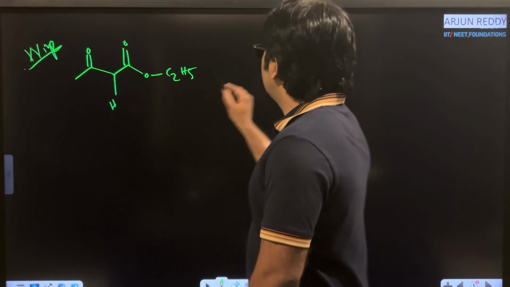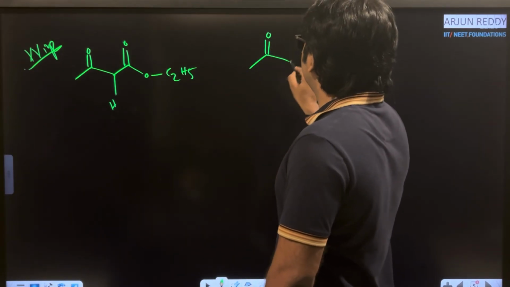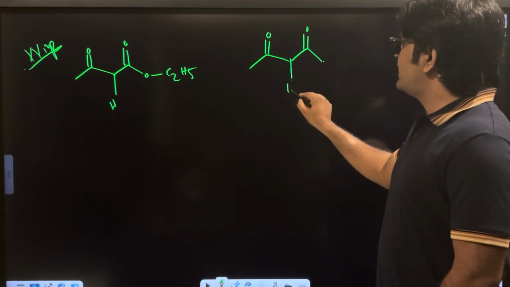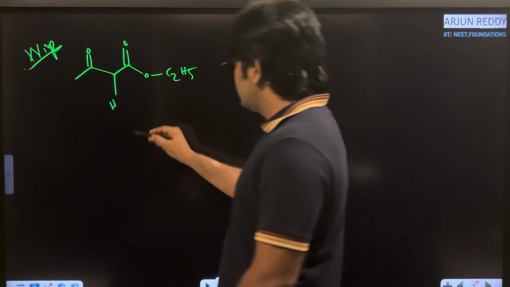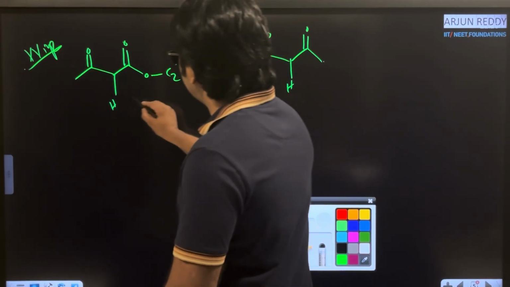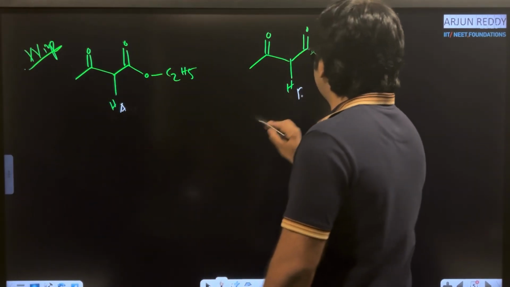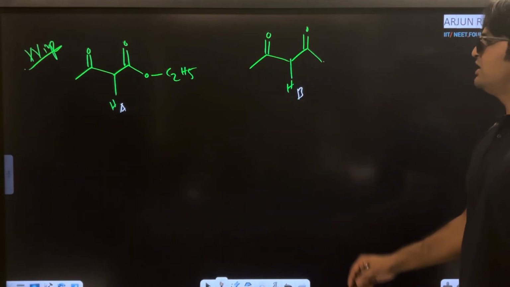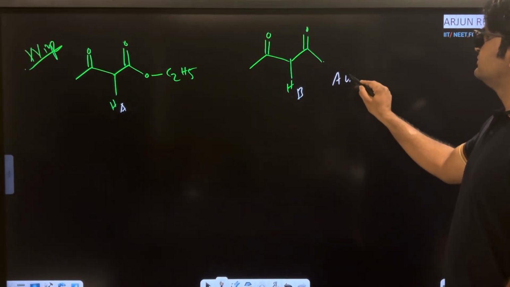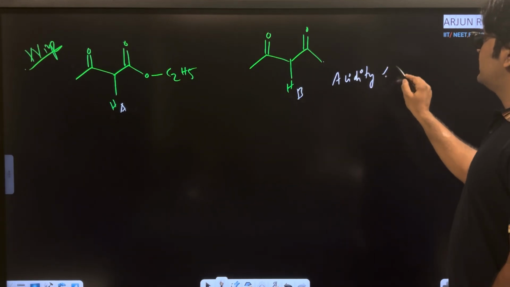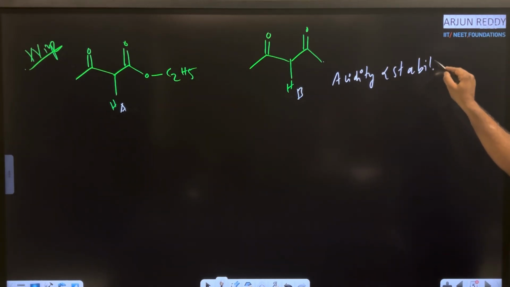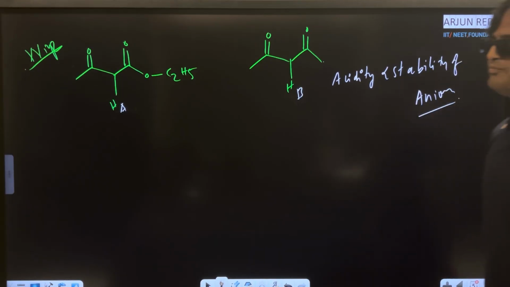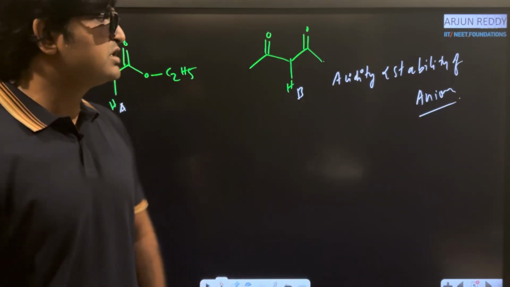Now I am going to compare this with the keto form of the 1,3-diketone. Here also Ac2CH is present. My question is, here I am taking the HA proton and this one the HB proton, which is more acidic in nature. Now you know the relation between acidity and stability of anion? Acidity is directly proportional to stability of anion.